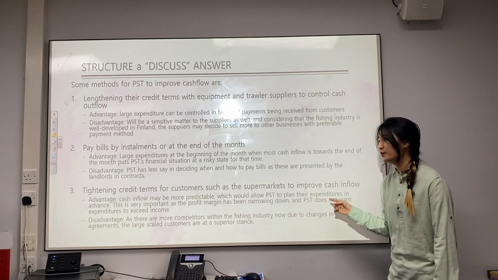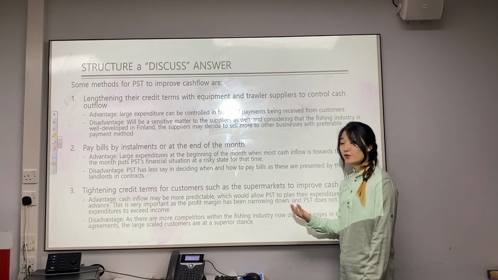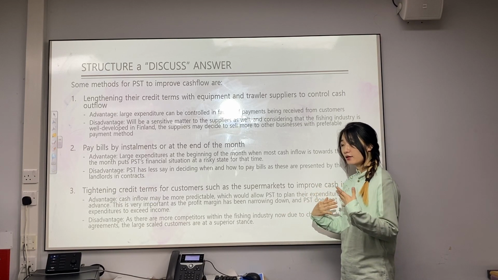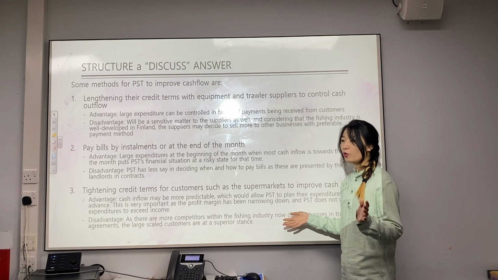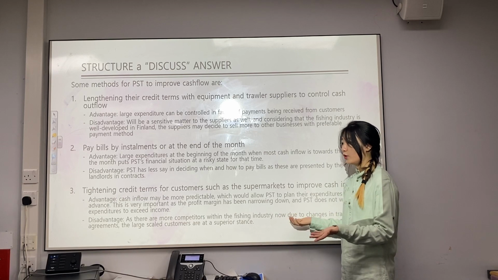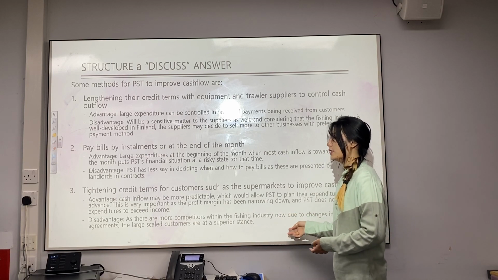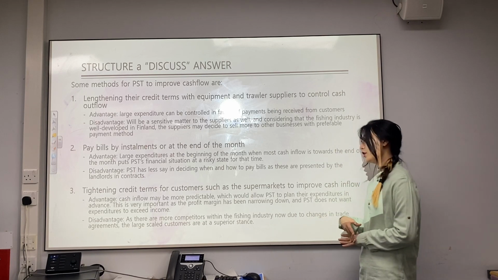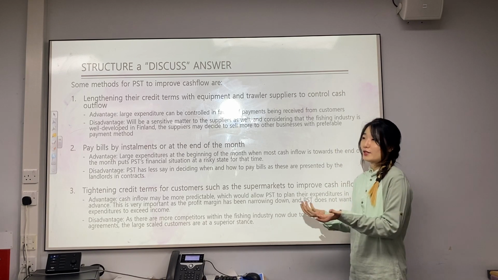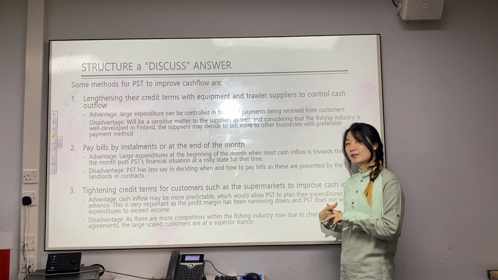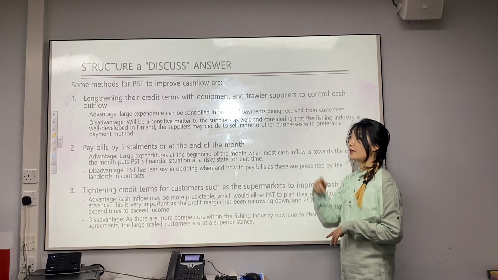Tightening crediting terms. An advantage is that cash flow can be monitored easily. We know when our money is coming in. We're not waiting a whole month on the supermarket to send us money whenever they want to. The disadvantage is that there are a lot of competitors within the fishing industry, so if we don't satisfy the supermarket, they might decide not to do any more business with us. It's similar to lengthening crediting terms.